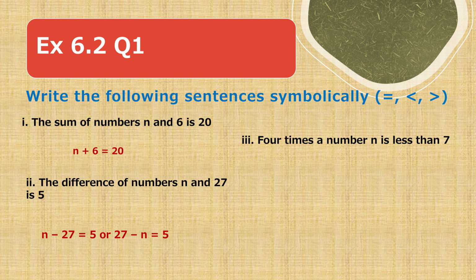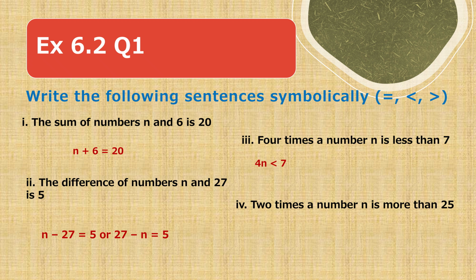Third part is 4 times a number n is less than 7. First of all, we will write 4 times a number. Times means multiplication. So it will become 4n is less than 7. So here we will use the symbol of less than. And we can write it like this: 4 times a number n is less than 7.